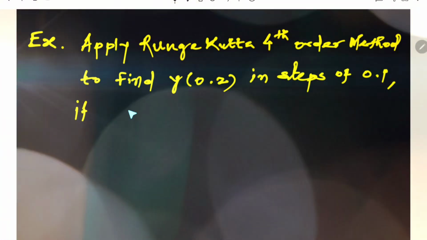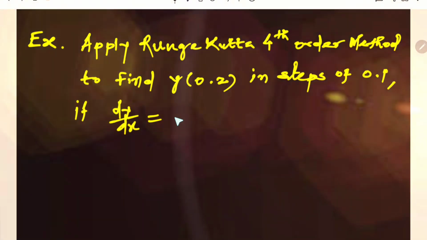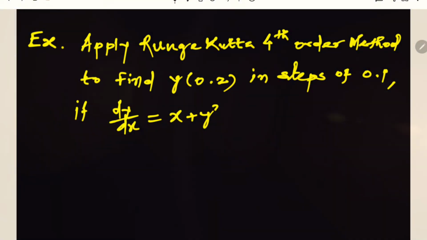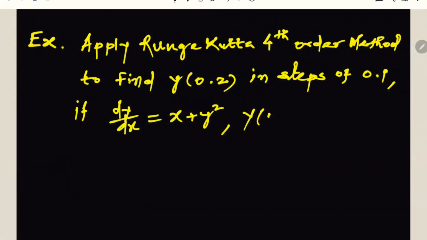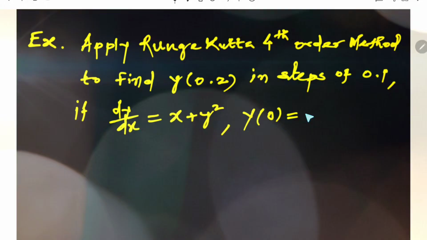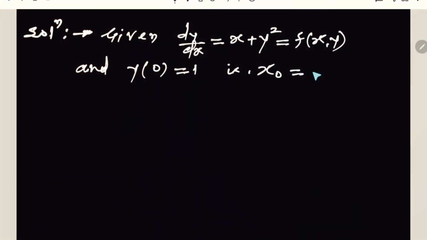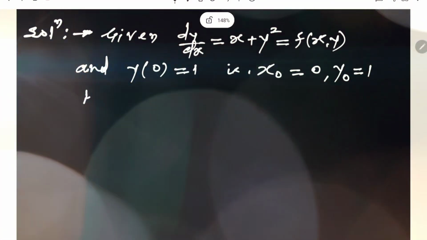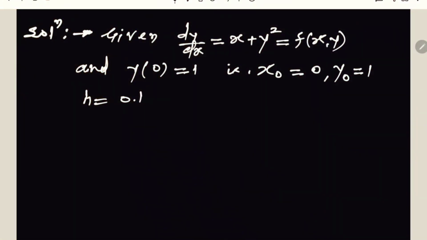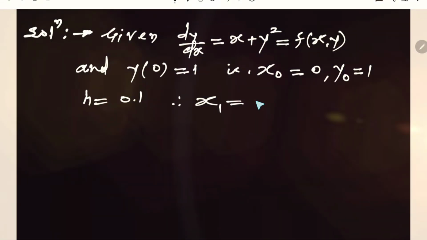Example: apply Runge Kutta fourth order method to find y at 0.2 in steps of 0.1 if dy by dx is equal to x plus y square and initial condition y at 0 is equal to 1. Here the given differential equation is dy by dx equals x plus y square. We call it f of x y. Conditions are x0 is equal to 0, y0 is equal to 1, and h we have to consider as 0.1.